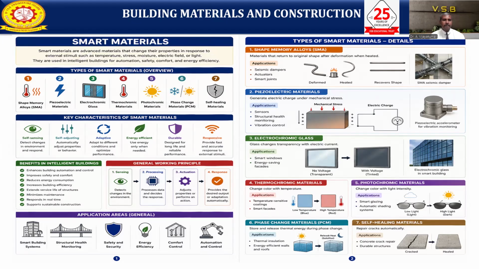So what are the benefits of using smart materials in intelligent buildings? They enhance building automation and control systems, improve safety and comfort, reduce energy consumption, and increase building efficiency. They extend the service life cycle, minimize maintenance when compared to other materials, respond in real time, and support sustainable construction. So these are the key benefits for intelligent buildings.